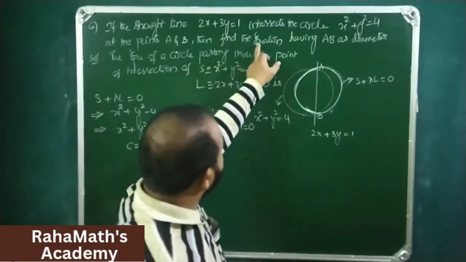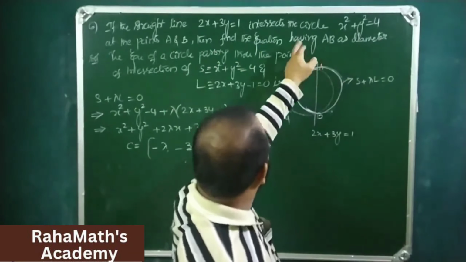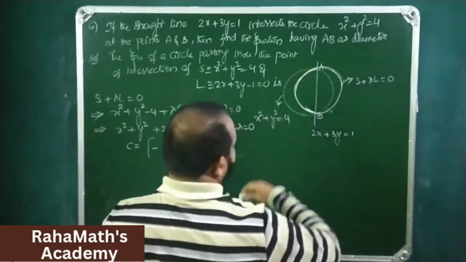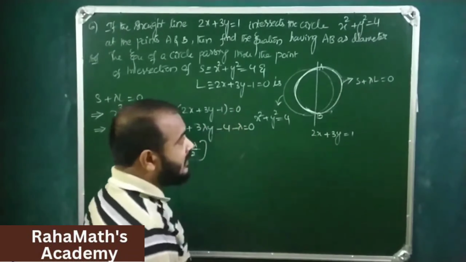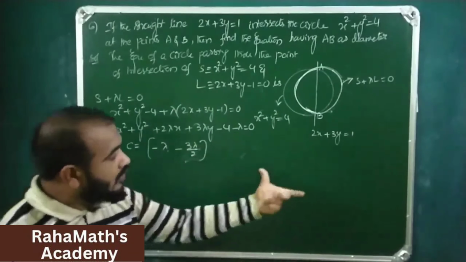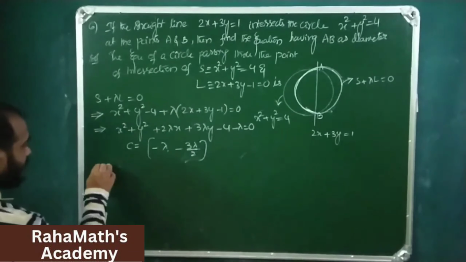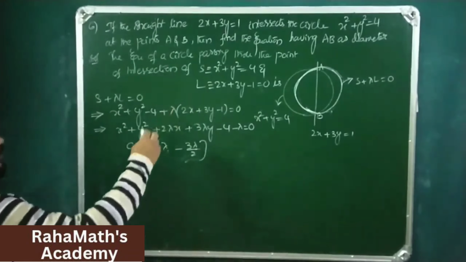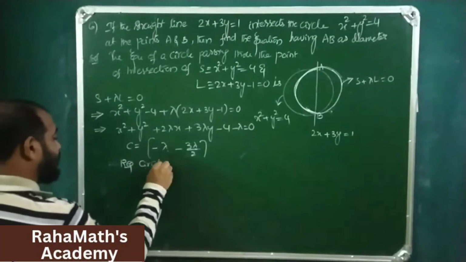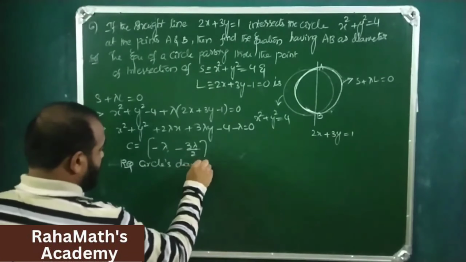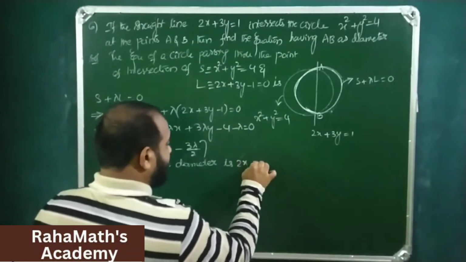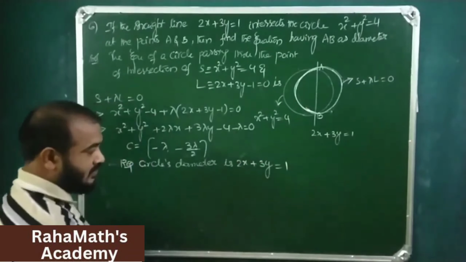So what has been asked? Find the equation of the circle having AB as a diameter. So for this circle, the line is a diameter. That means the center of this S plus lambda L equals 0 should lie on this straight line. Since AB is a diameter, the required circle's diameter is 2x plus 3y equals 1.